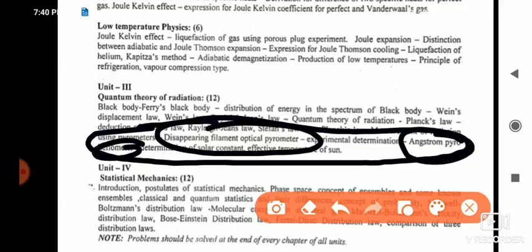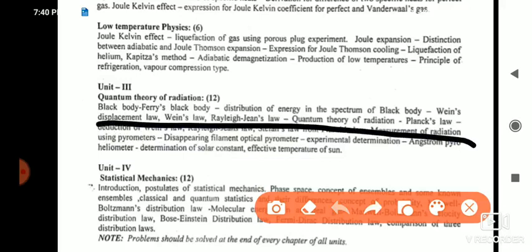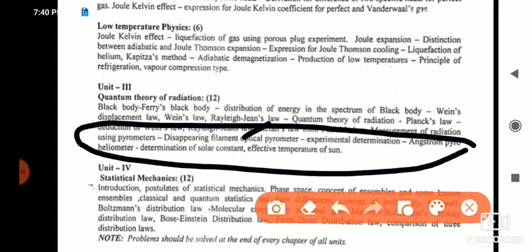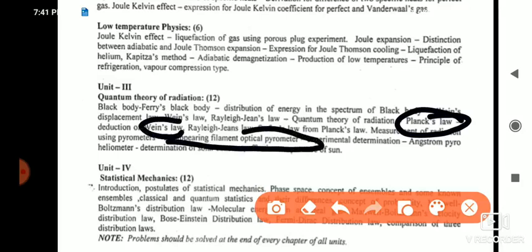From these two questions, you may get one long answer. So it is better to prepare the second part, pyrometers. We have only two long answers. If you go for the first part, we have four long answers. So even if you are interested in preparing the first part, prepare only Planck's law, deduction of Planck's law, and the different laws, Wien's law and Rayleigh's law from Planck's law, and prepare these two questions, disappearing filament optical pyrometer and angstrom pyrheliometer.